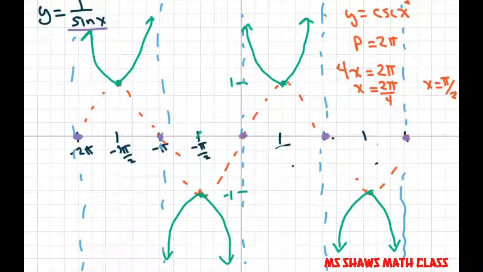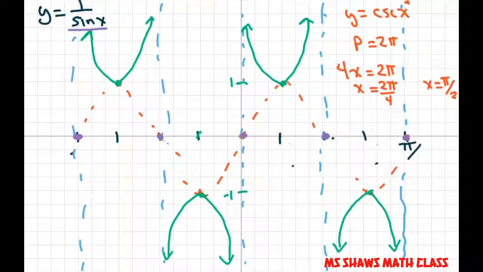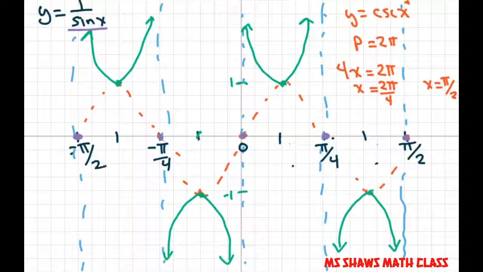Let's do that. And what it means is that it makes a complete trip through the complete wave, or from the 1 over sine, in pi over 2 radians. So this would end up being pi over 4. This is 0. This would be negative pi over 4. And this would be negative pi over 2. So the period is pi over 2.